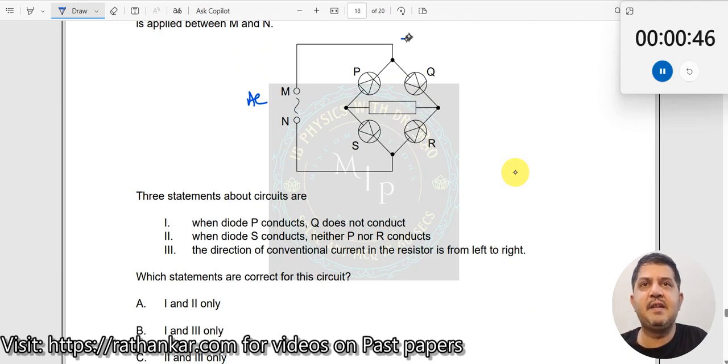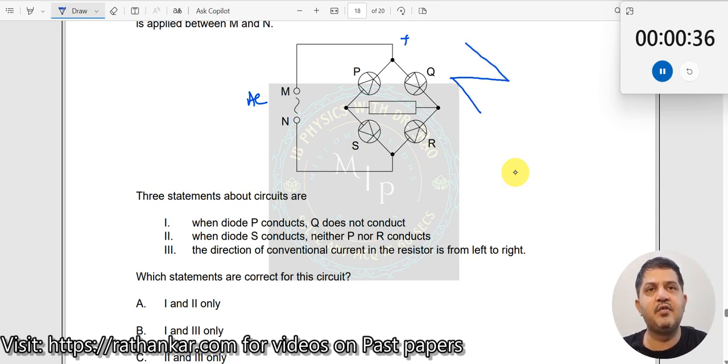If this becomes positive, this diode conducts. The current comes like this, goes like this, and goes away here. Let me write down the path of the current. It goes like this, like this, like this, when this is positive. And when this becomes positive, what happens? The current goes in this way.